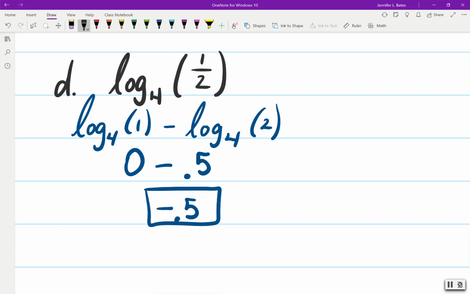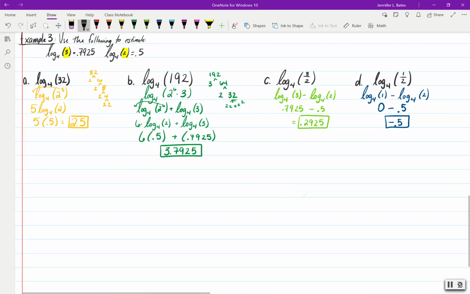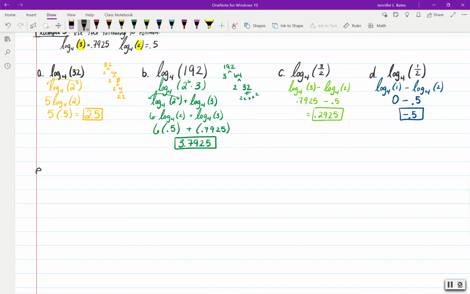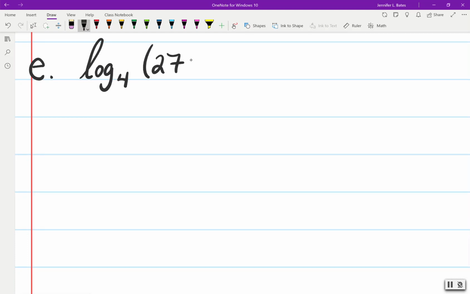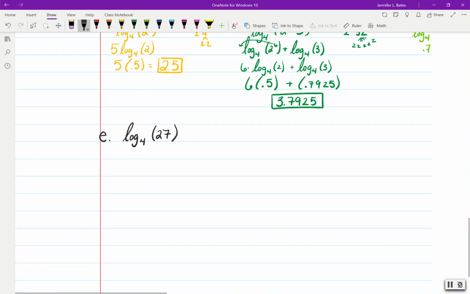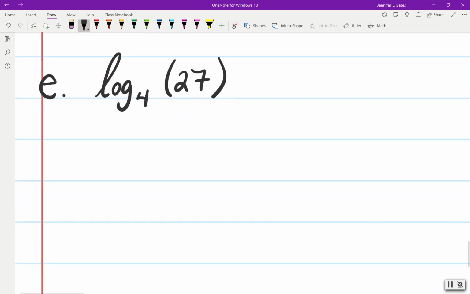Okay, let's do another one. So I'm going to go back over to the left side of my page. Call this example E. We're going to do 2 more of these. So in this one, we're given log base 4 of 27. Okay, so I'm thinking again, how can I break 27 down into either 2s or 3s? Because the information they gave us had a 2 and a 3. So I'm thinking, can I break 27 into 2s or 3s?